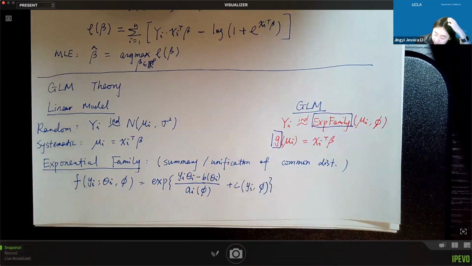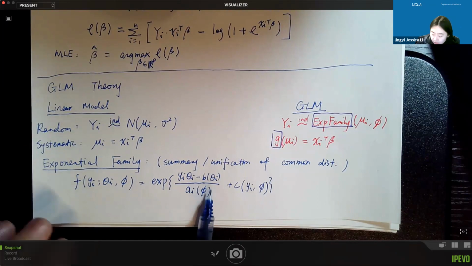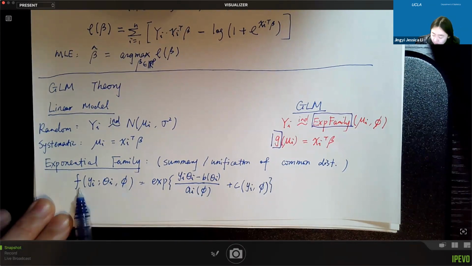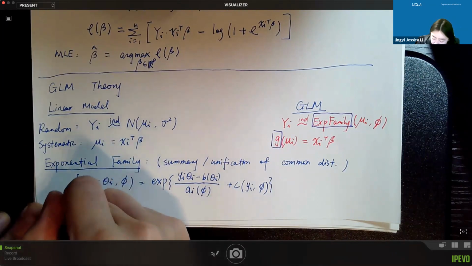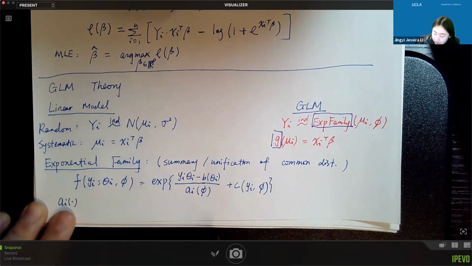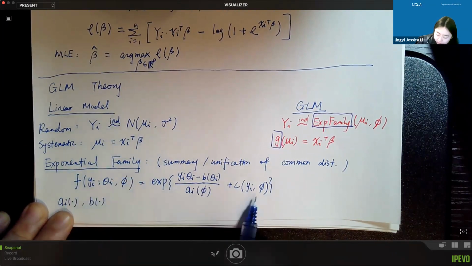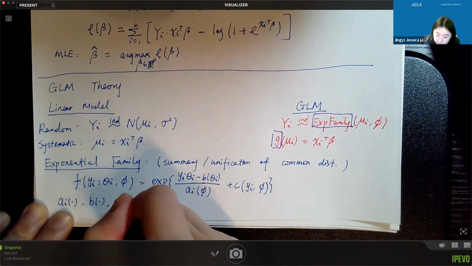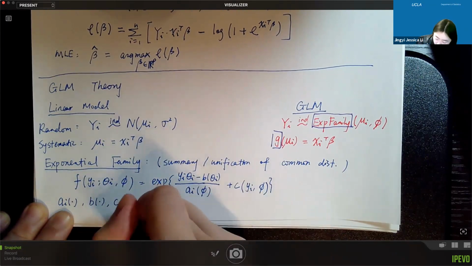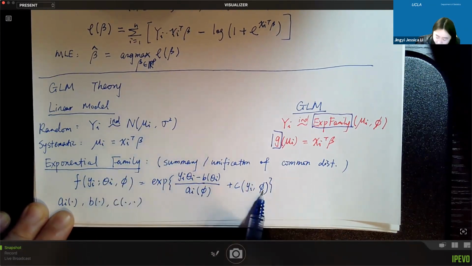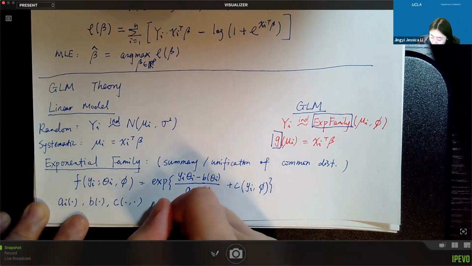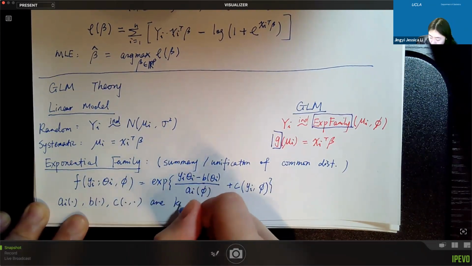So this is the density of yi given theta i. We need three functions inside. One is the function a i, which is how we transform the phi parameter. The second is the function b over here. The third is a function c. Function c has two arguments, one is yi, one is phi. These are all known functions.